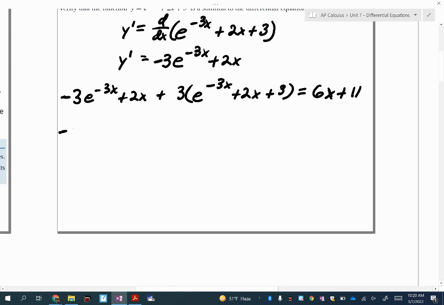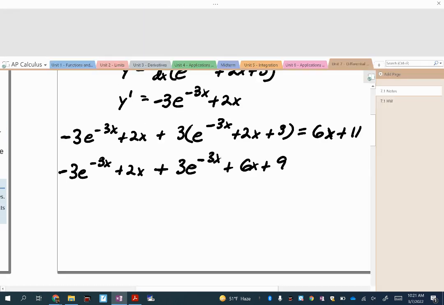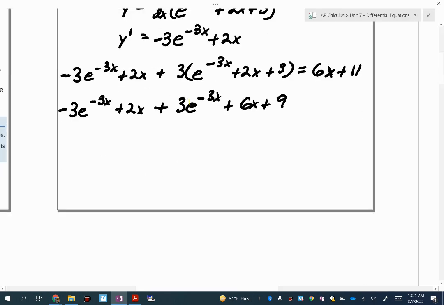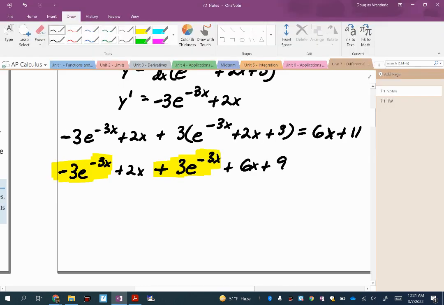So I'm going to copy this down, and then I'm going to distribute. 3 times e to the negative 3x is positive 3e to the negative 3x power, plus 6x plus 9. You'll notice that these natural exponential pieces are going to cross out. We have a negative 3e to the negative 3x power and a positive 3e to the negative 3x power, so that's going to make 0.